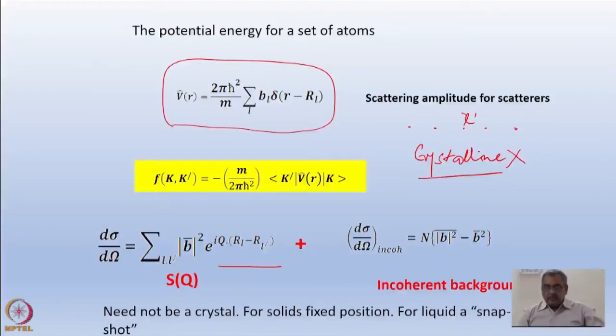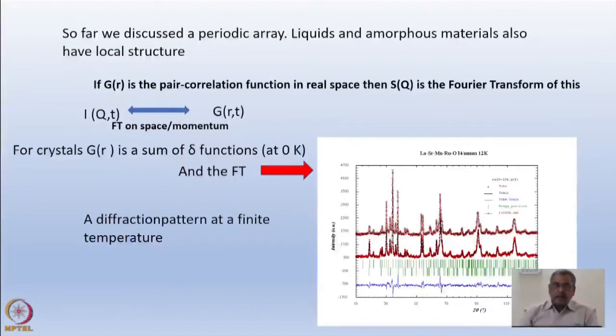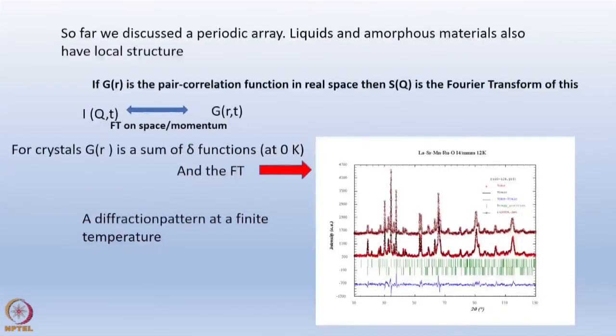Now with this, I would like to say that so far we discussed the periodic array. But periodic array means they have long range order. Does it mean that liquids and amorphous solids don't have any structure at all? Because they are disordered materials in our common parlance, it is not true. All of these also have local structure, close range structure, short range structure.